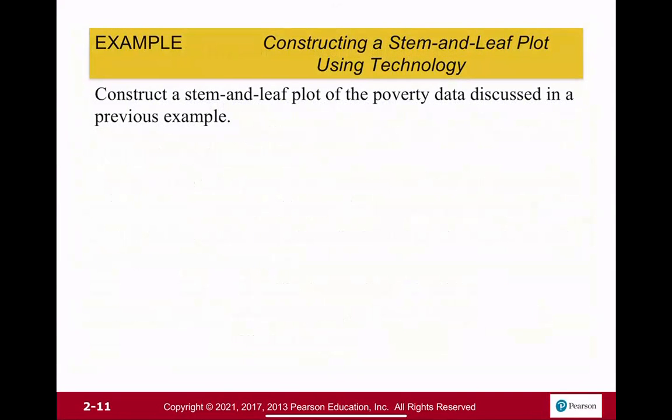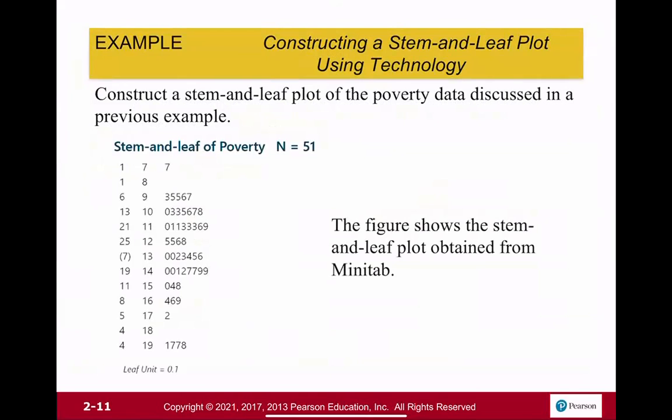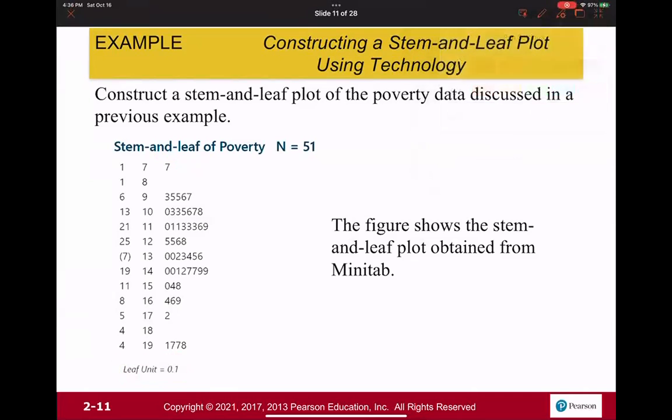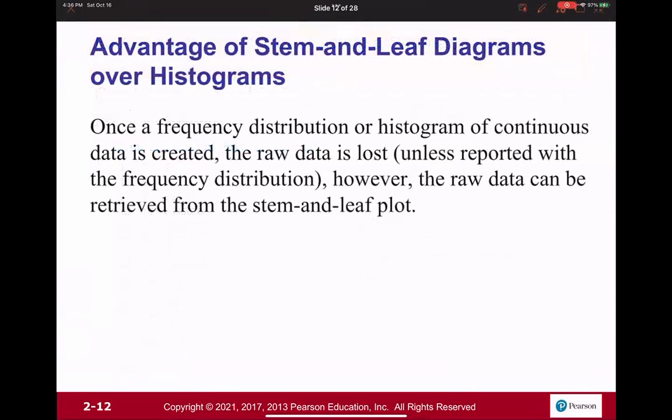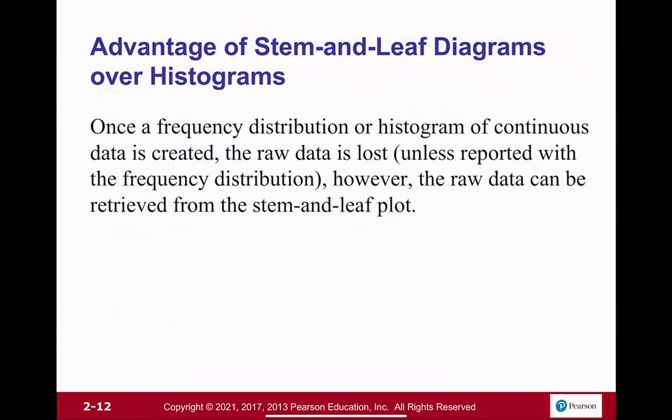And here we're constructing a stem and leaf plot of the poverty data discussed in the previous example. Another way that you could rearrange it and give a legend is this, like leaf unit is 0.01, telling us that this represents the 10th spot in the data values. And this is them writing everything on Minitab, but we're using Excel.